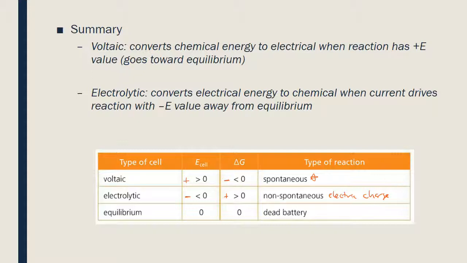At equilibrium, our E cell equals 0, our delta G equals 0. It's a dead cell, it's a dead battery. And so that means the voltaic cell has gone to completion, it's not hooked up to a charger, there's no use in it whatsoever. And that is the end of topic 9.